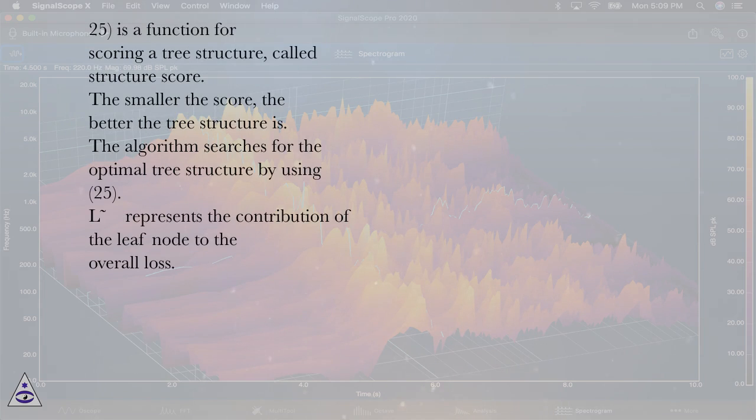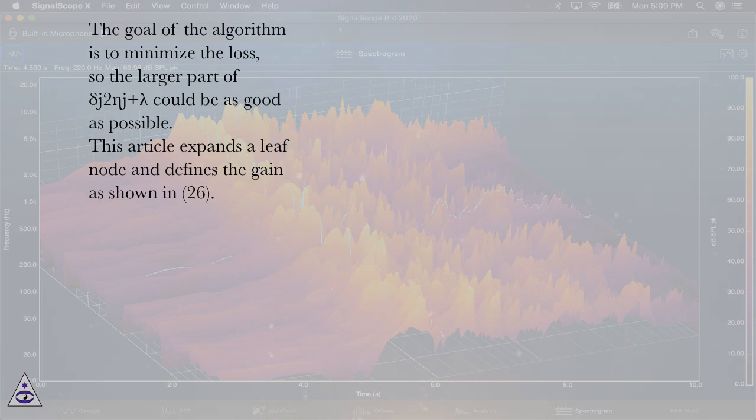25 is a function for scoring a tree structure, called structure score. The smaller the score, the better the tree structure is. The algorithm searches for the optimal tree structure by using 25. L* represents the contribution of the leaf node to the overall loss. The goal of the algorithm is to minimize the loss, so the larger the part of G_j squared over H_j plus lambda, the better.